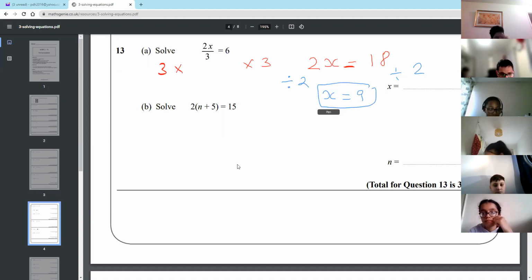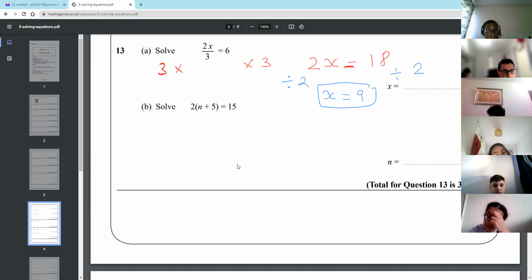Well done. So I will explain this question again, guys. Opposite of divide by 3, we times by 3. 6 times 3 is 18. We got 2x equals 18. We don't want 2x, we want 1x. Therefore, we divide by 2, and we end up with the answer x equals 9.